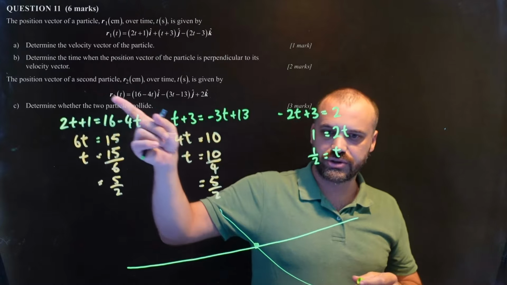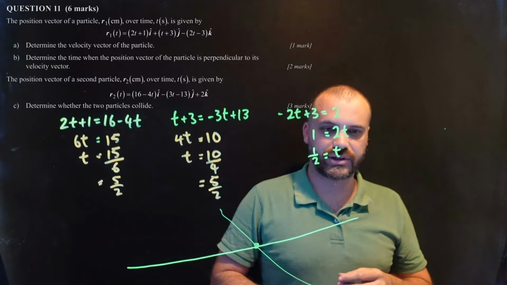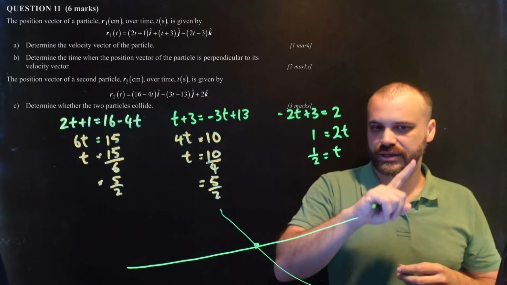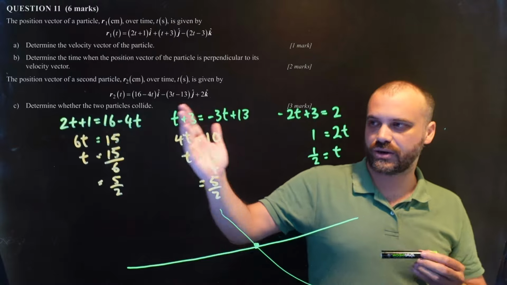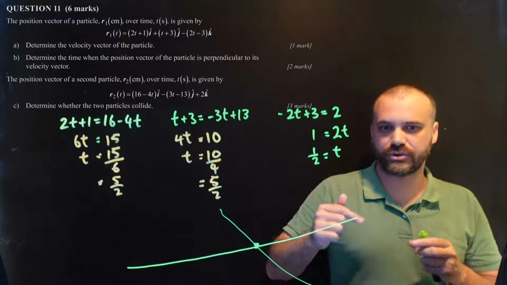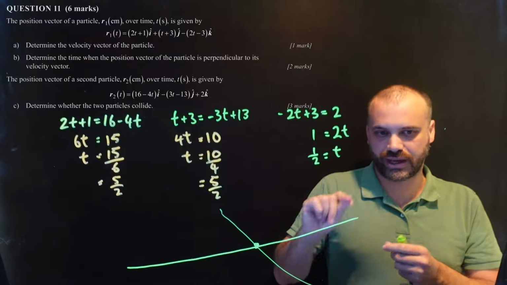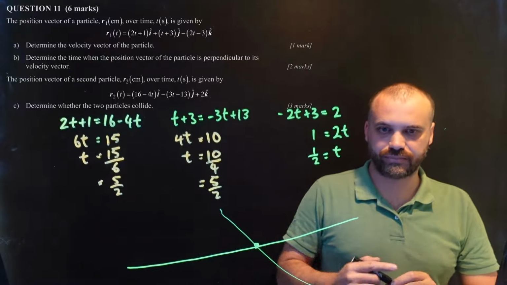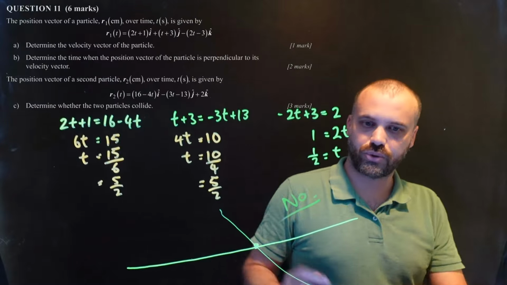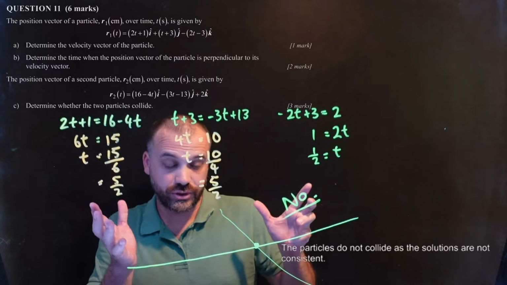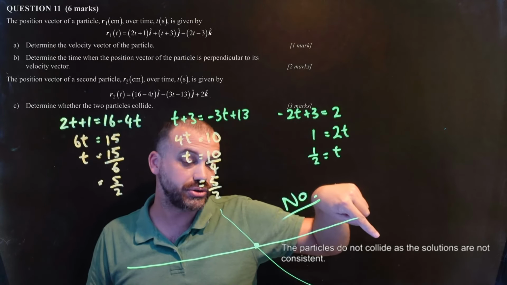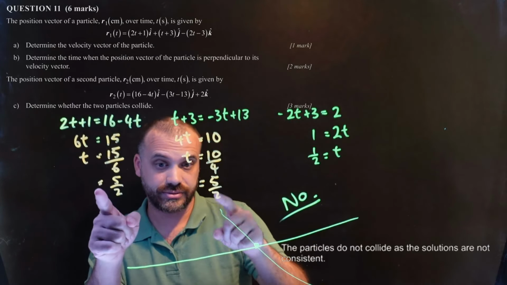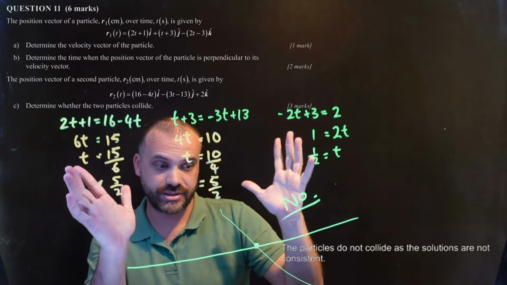Okay, so what was the question? Determine whether the two particles collide. No, they do not collide, because there is no time when their I, J, and K components are all equal at the same time. So no. I've stolen the QCAA's wording here. The particles do not collide as the solutions are not consistent.